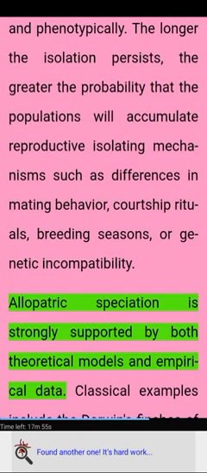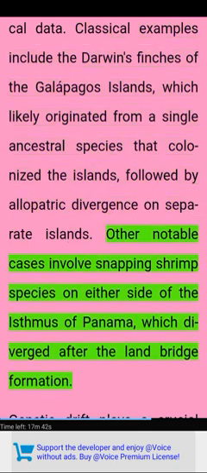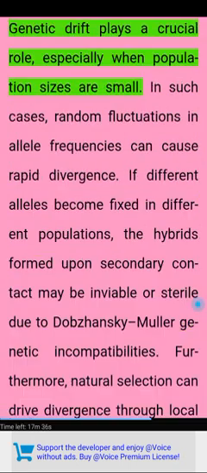Allopatric speciation is strongly supported by both theoretical models and empirical data. Classical examples include the Darwin's finches of the Galapagos Islands, which likely originated from a single ancestral species that colonized the islands, followed by allopatric divergence on separate islands. Other notable cases involve snapping shrimp species on either side of the Isthmus of Panama, which diverged after the land bridge formation. Genetic drift plays a crucial role, especially when population sizes are small.